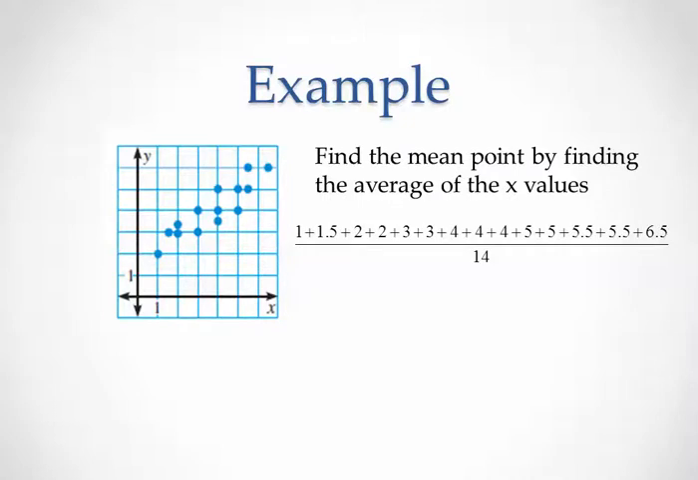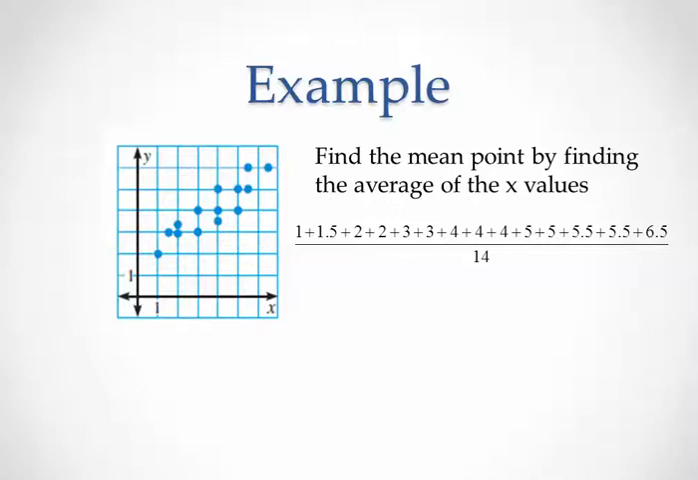We're going to add all of those x values together, and we're going to divide by 14 because there are 14 points on this graph. So what I want you to do is pause the video now. Get out your calculators, add these up, divide by 14, get a number, compare it to your peers, and make sure you all come up with the same answers before we go on. So pause here.